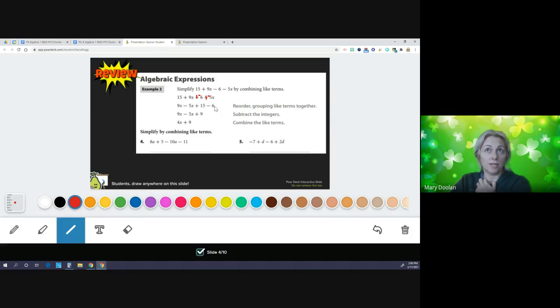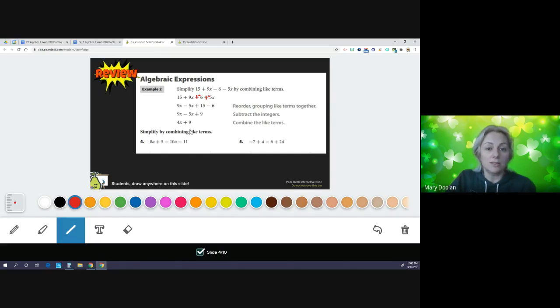Combine the terms. 15 minus 6 is 9. 9x minus 5x, you just subtract the coefficients. 9x, take away 5x. If you have 9 x's and you take 5 x's away, there's 4 x's left. So the last thing here is 4x plus 9. And we can't combine this anymore, okay?